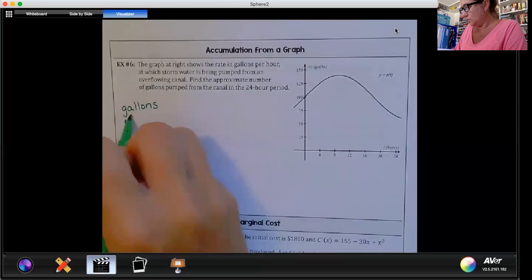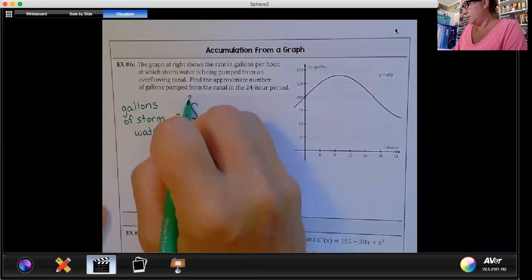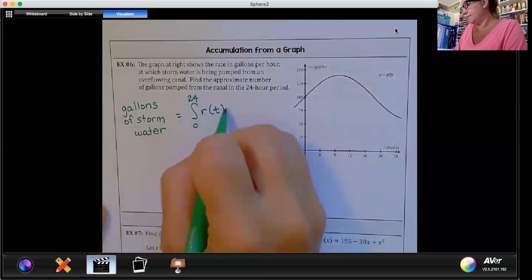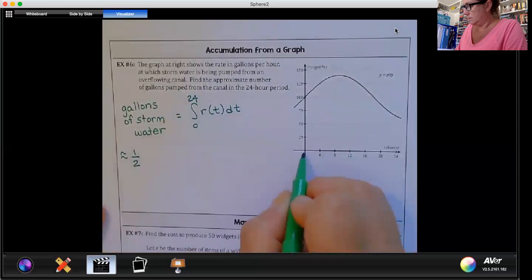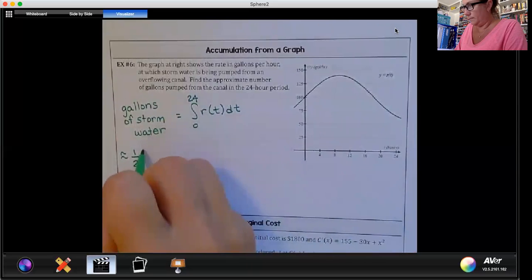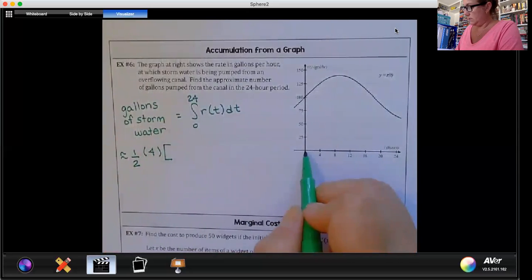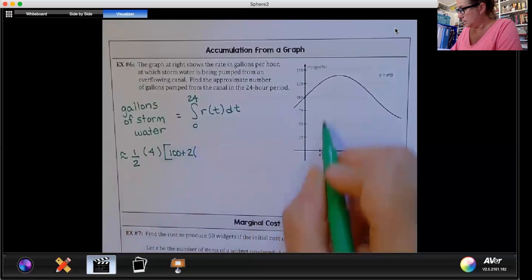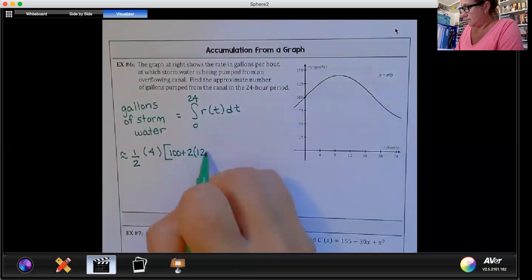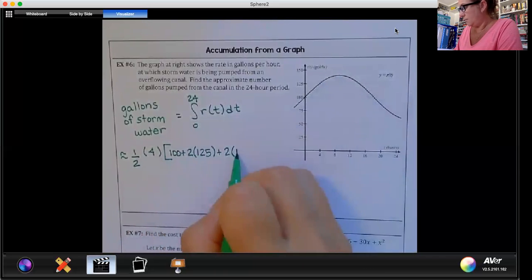So gallons of stormwater is found by going from 0 to 24 of the function graphed. So this is approximately 1/2, delta x is 4. Again, we're going to do that trapezoidal rule. So 0, 100 plus 2 times 125. That one's not too bad. Plus 2 times, we'll say that one's about 135.